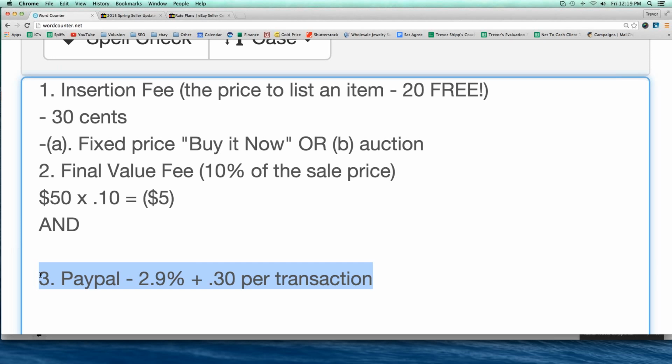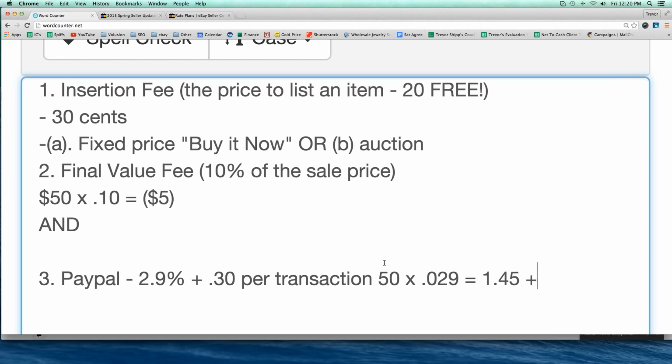So in the same example, we just said we sold something for $50 and eBay is taking their 10% of that. Well, PayPal takes 2.9%. And so I could multiply that. I could say $50 times 0.029. And that's how you can do the math on that percentage. Take 50 and multiply that by 0.029. That's 2.9%. And that'll give you your fee. And in this case, that would be $1.45, okay?